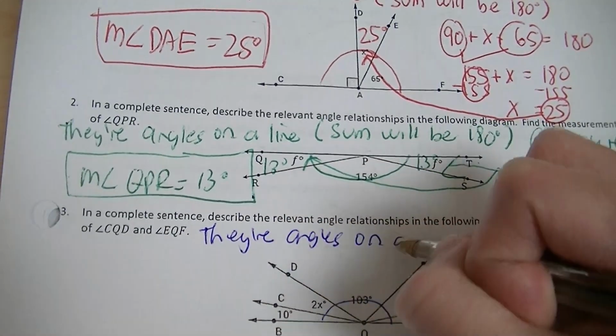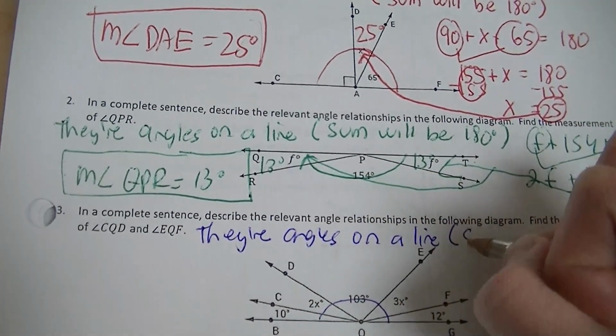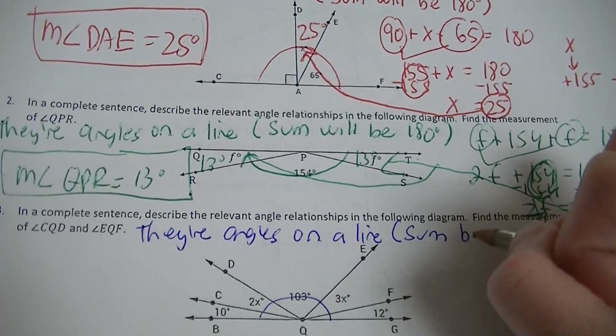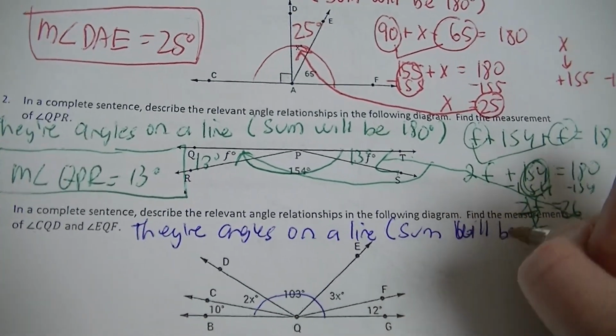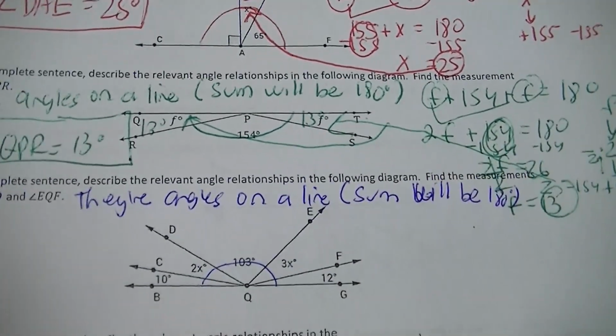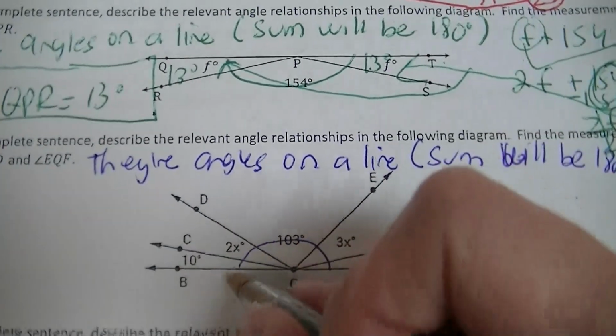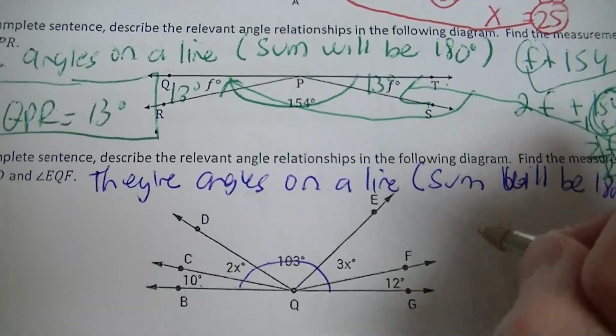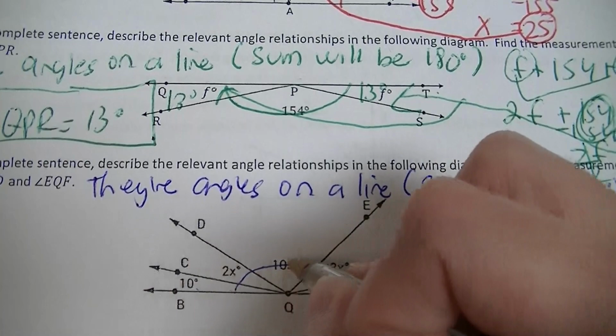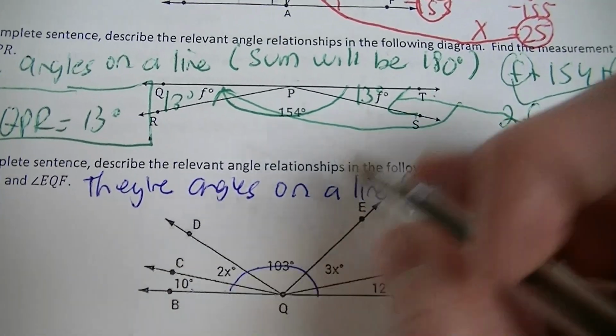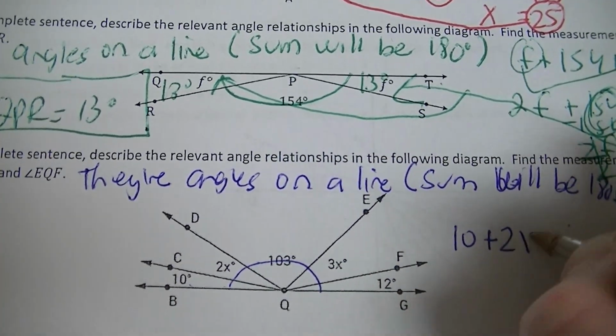That's what it's called. So you should know that their sum will be 180 degrees. Okay, sorry it's a little sloppy. All right, let's set up our equation. So we got 10. I don't care what order you do them in, but I like to do them in an orderly fashion so I don't get confused and forget one.